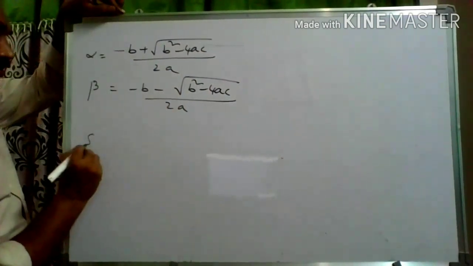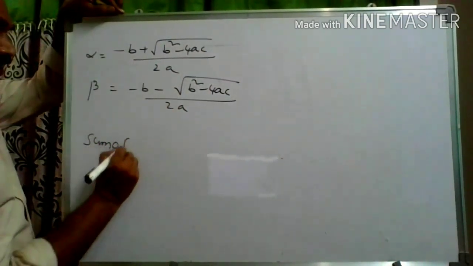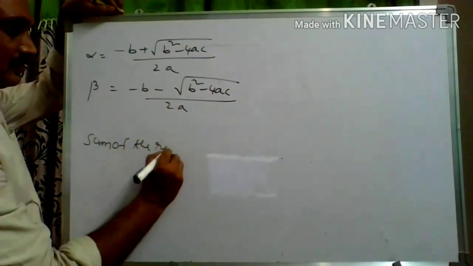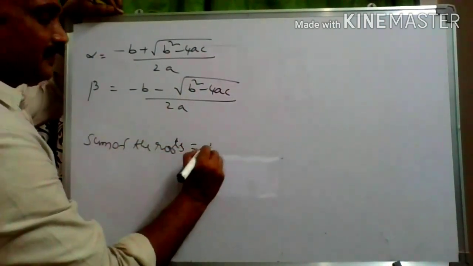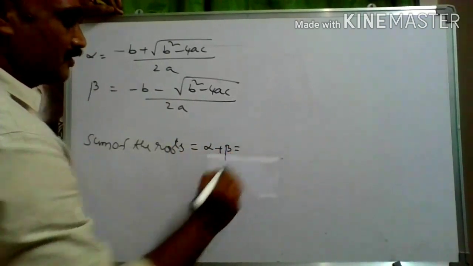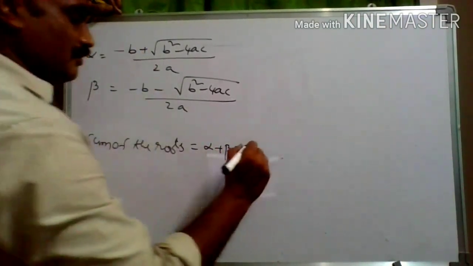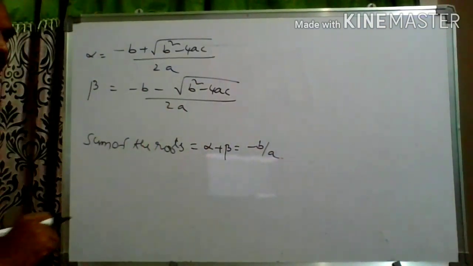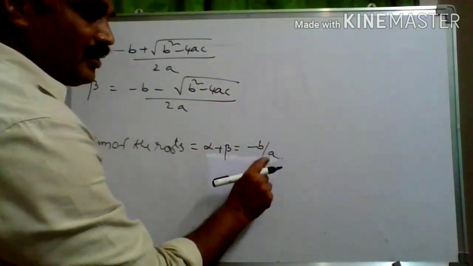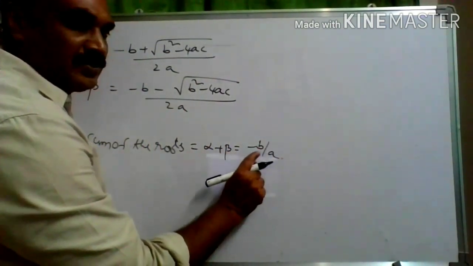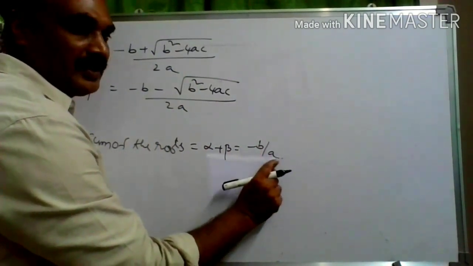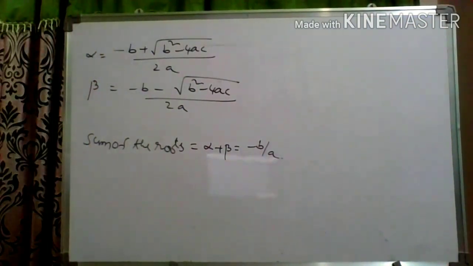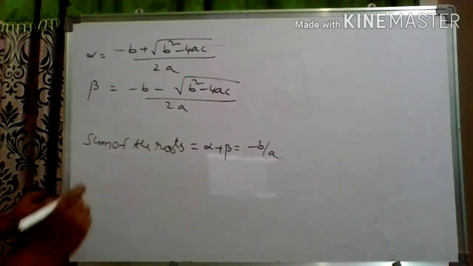Students, the sum of the roots alpha and beta: adding these, we get minus b by a. The sum of the roots is equal to minus b by a, where b is the coefficient of x and a is the coefficient of x square. So the sum of the roots is minus coefficient of x by coefficient of x square.